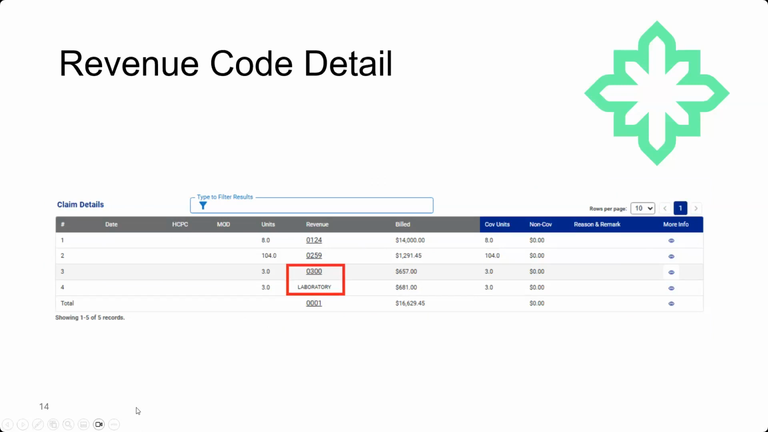Now each revenue code, hopefully you can see that there's a little line underneath it, and if you hover your mouse over the revenue code, then a description is going to be displayed. So here I've highlighted that when I hover over revenue code 300, then the description of laboratory appears. So you would be able to do that for each of those revenue code lines.